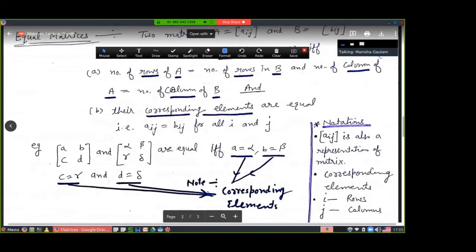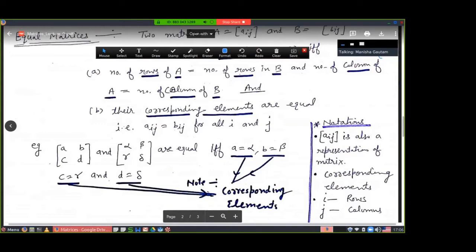Here are two matrices. In the first matrix, I am reading row-wise. First row elements are a, b, and second row elements are c and d. In the second matrix, alpha, beta, gamma, and delta. These two matrices are said to be equal if and only if their corresponding elements are equal. Here, corresponding elements means a will be equal to alpha, b equal to beta, c equal to gamma, d equal to delta. As it is shown, corresponding elements.